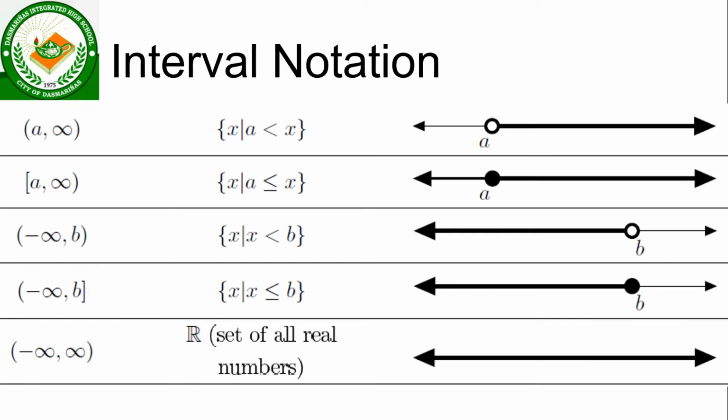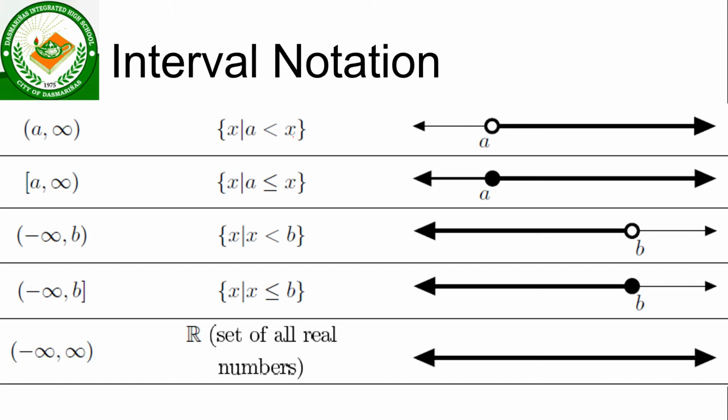Other interval notations are from A exclusive up to positive infinity. Take note that we cannot bound positive infinity, so we cannot include it. That is why we always use parentheses. It is the set of all x such that x is greater than A. If we are going to draw it, we have only A here and then to the right, anything greater than A is part of the solution.